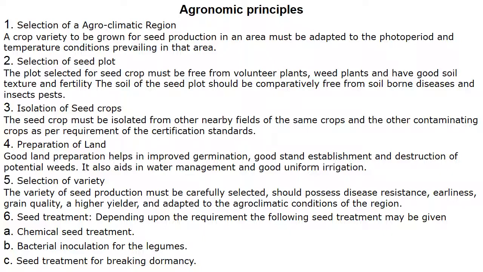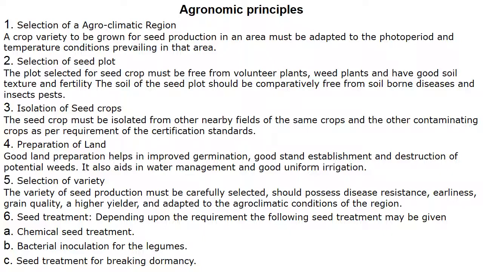Isolation of seed crops. Isolation from other nearby fields of the same crop and other contaminating crops as per requirement of the certification standards. Preparation of land. Good land preparation helps in improving germination, good stand establishment, and destruction of potential weeds. It aids in water management and good uniform irrigation.